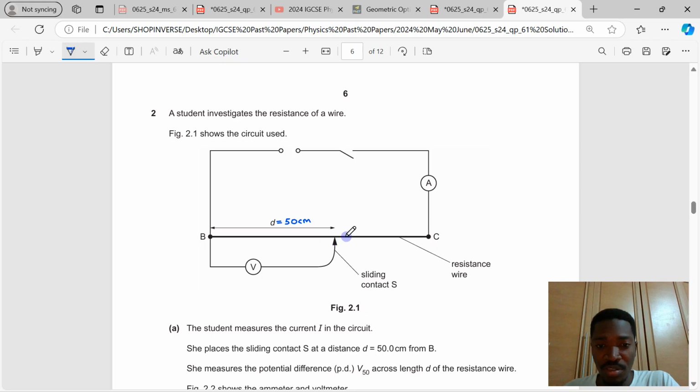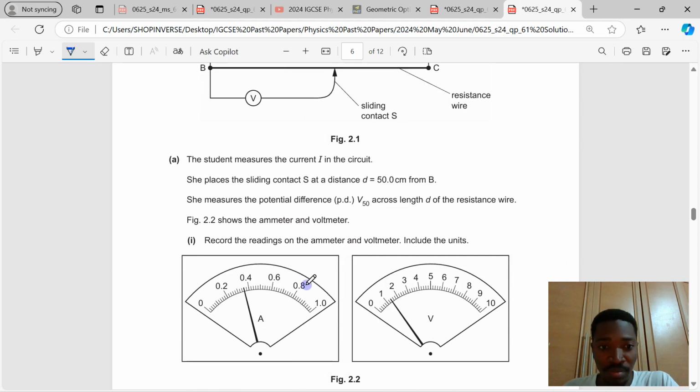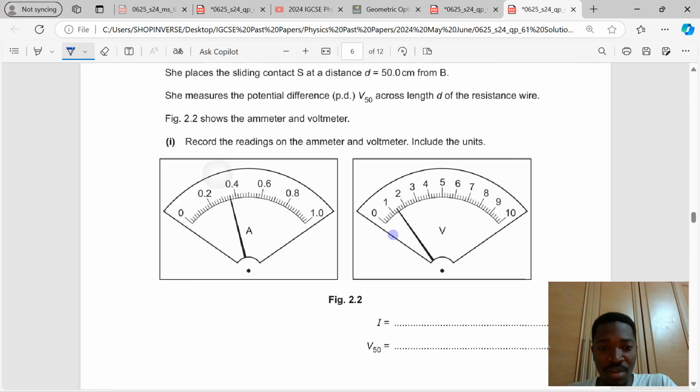When the student places the sliding contact here, the voltage across this from here to this sliding contact, he called V50. That means voltage at a distance of 50 centimeters. Figure 2.1 shows the ammeter and voltmeter. Record the readings on the ammeter and voltmeter.